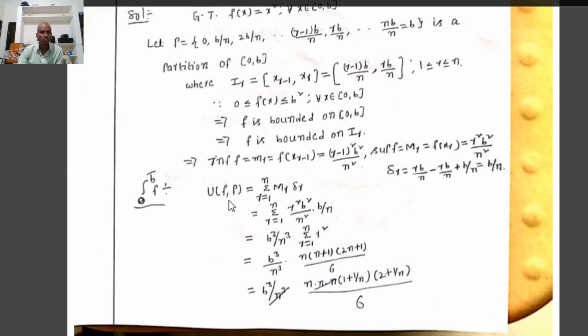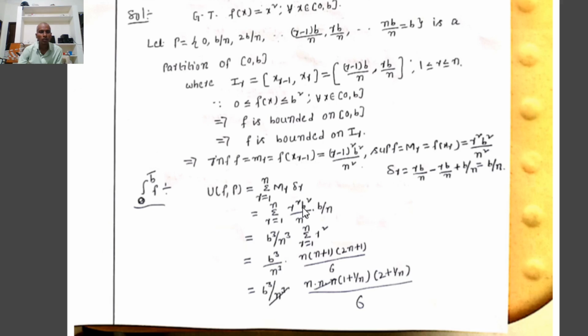Therefore, by definition of upper Riemann sum, U(P) equals the summation r equal to 1 to n of capital M_r delta r, where capital M_r is the supremum of f(x) on I_r, which equals r squared b squared by n squared, and delta r equals b by n.